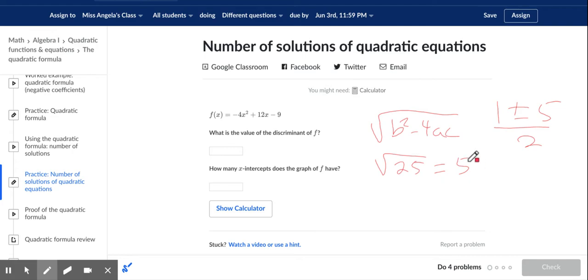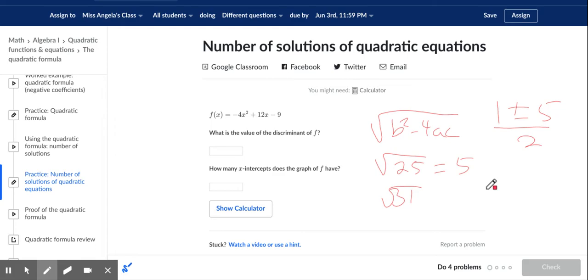So if your discriminant is any positive number, this doesn't have to be a perfect square, by the way. This could be like, right, square root of 31. I'd still have plus or minus the square root of 31, right? So if this is any positive number, then I'm going to have two solutions, or two x-intercepts.